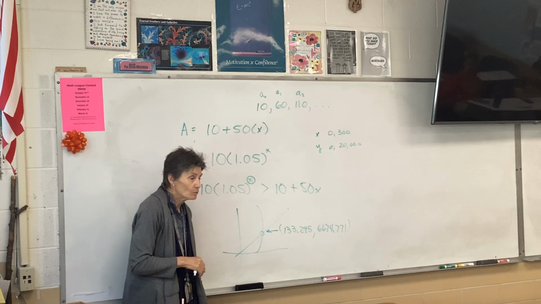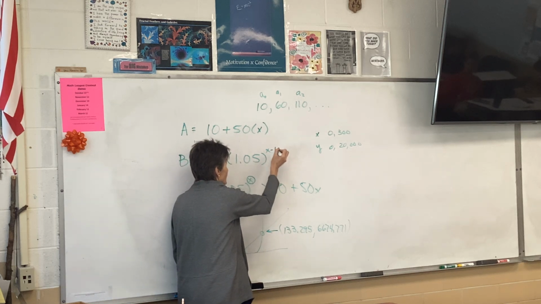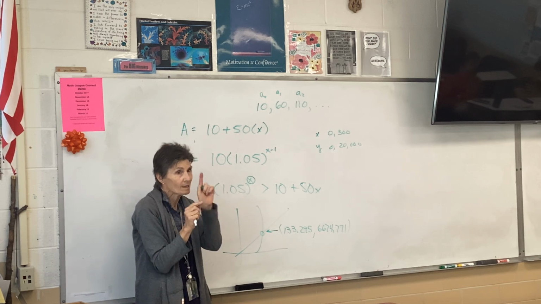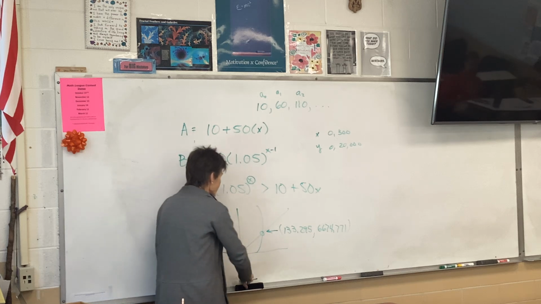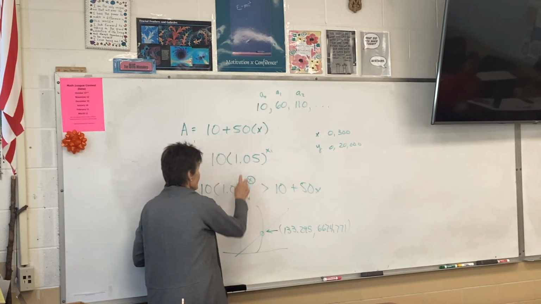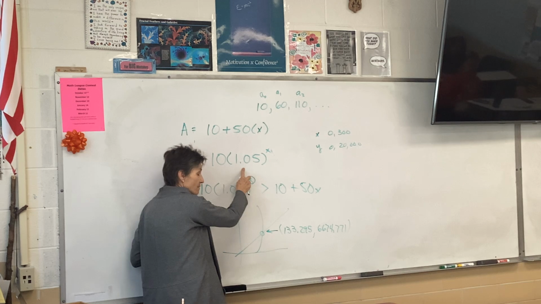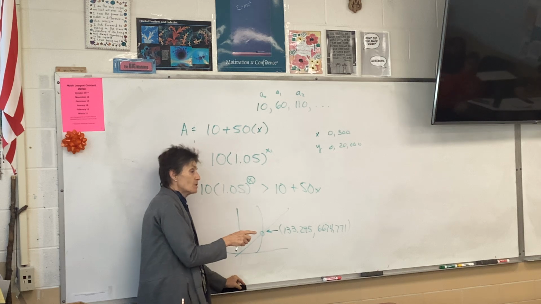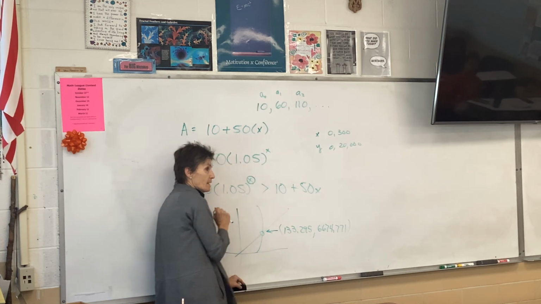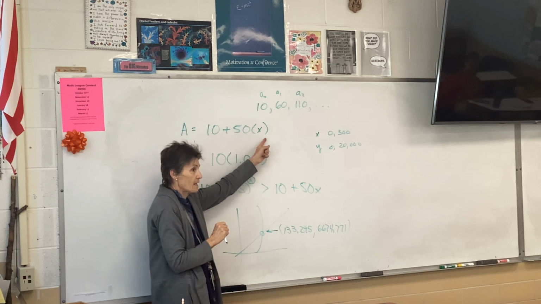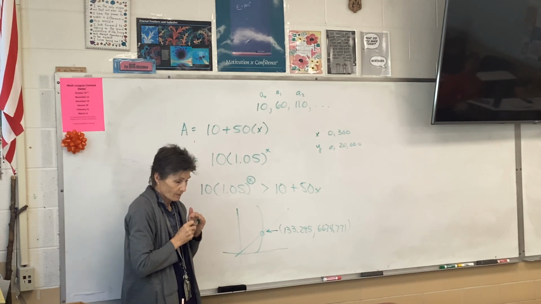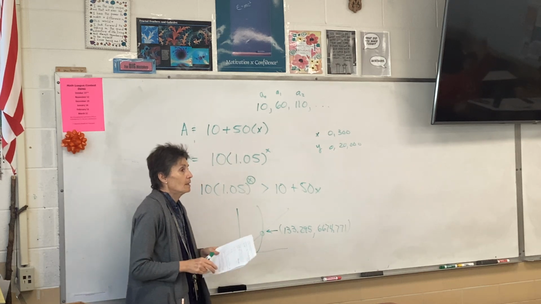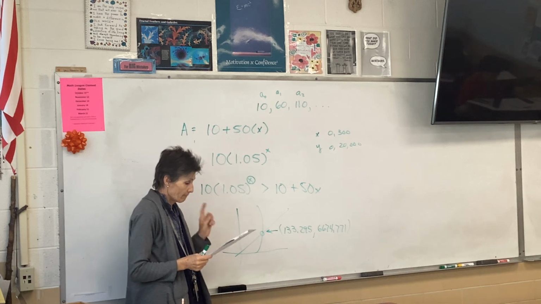Now, some of you used exponents like this, and that's okay. But understand that doesn't work with the numbers that you've got, because the first time you multiply by 1.05 is at the end of the first day. So that 1.05 is the first day. And that 50 is the first day. Okay, all right, got it? Perfect. Anybody else?